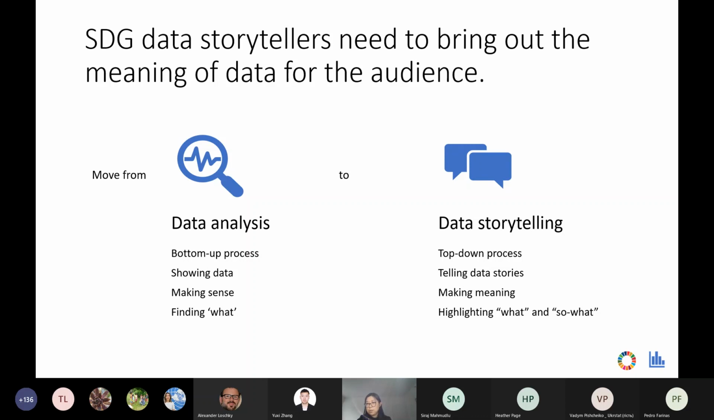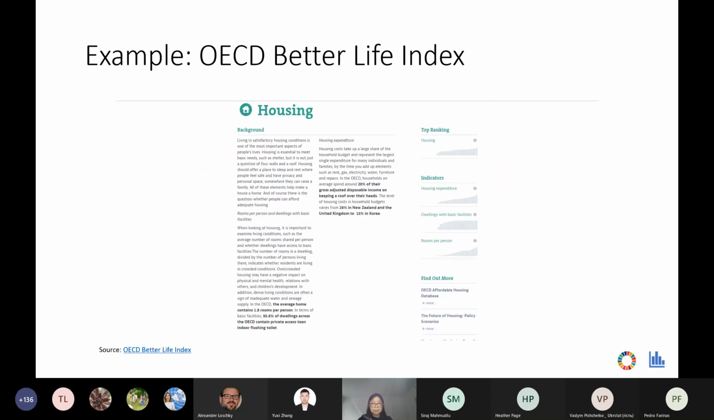You're not only showing people the results of your data analysis, you're also telling data stories, helping your audience to make meaning of your findings. So basically, you're highlighting not only the what, but also the so what and the why for your audience. So let's see an example.